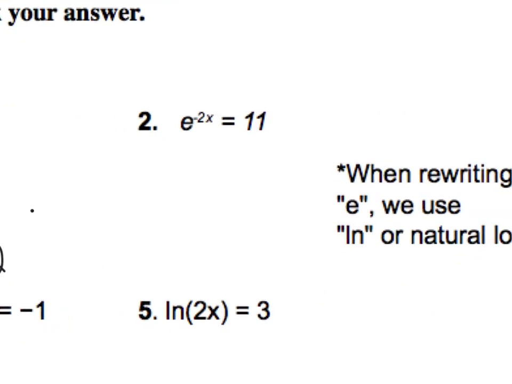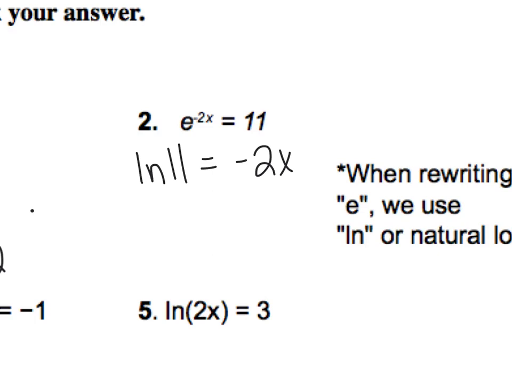On question number 2, we have e to the negative 2x equals 11. Okay, so we have the negative 2x in the exponent. In order to bring that exponent down, we're going to have to use the natural log, because the natural log is how we undo e. So we would have the natural log of 11 equals negative 2x. Remember that's basically like a log base e, and log base e is the same thing as natural log.